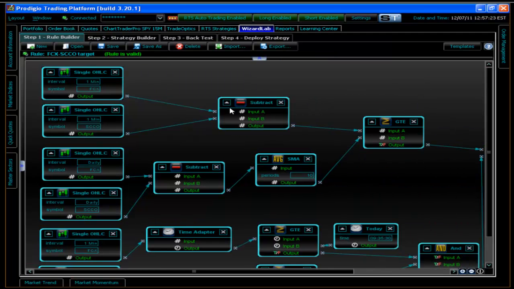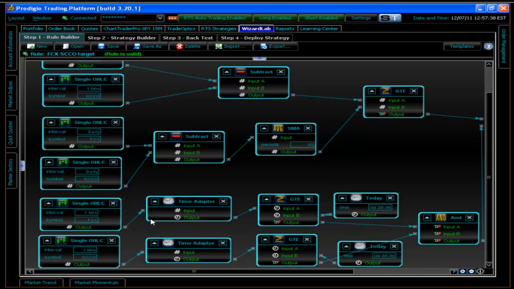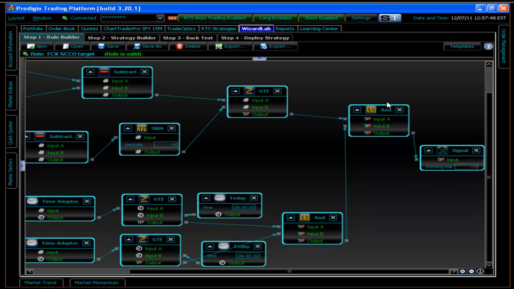Okay, so look, what's happening here very simply. Take the closing value of the 1 minute OHLC, one minus the other. Is it greater than or equal to the daily minus the 10-period moving average? Done. Time adapter, same thing. Don't want the target to fire right at the open. Want the time to be after 9:35 a.m. Very simple. If all these are true, you get a signal.